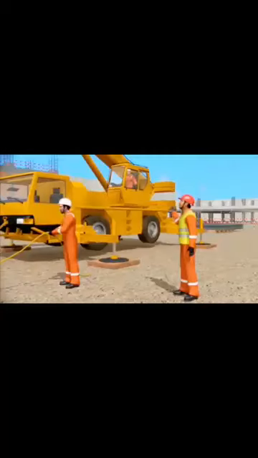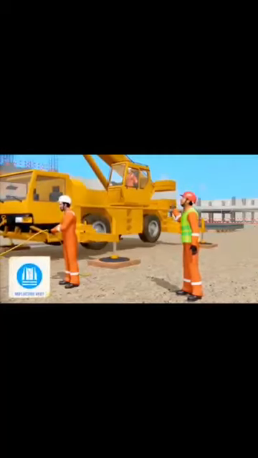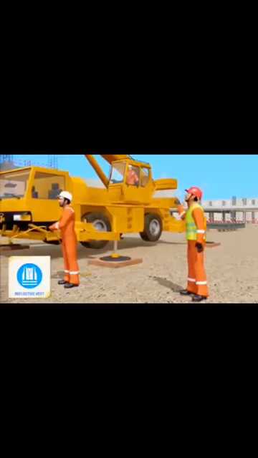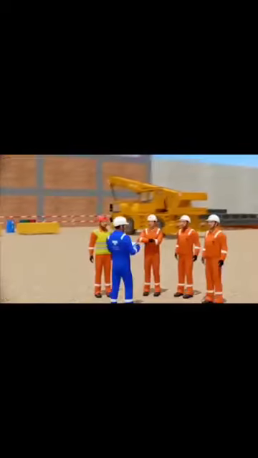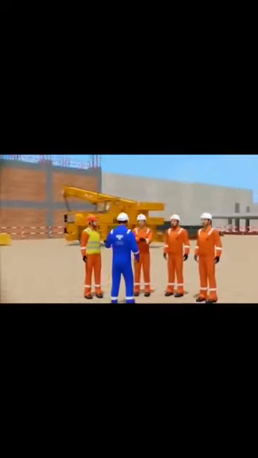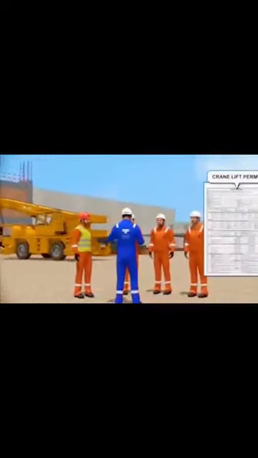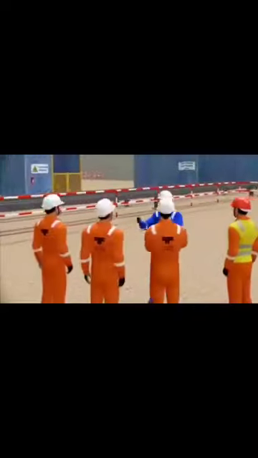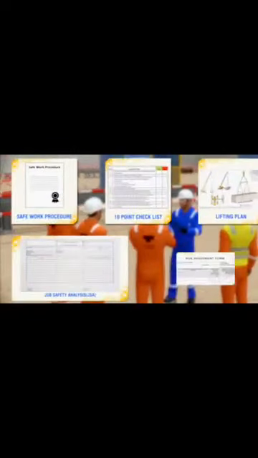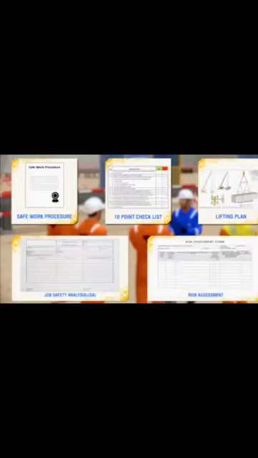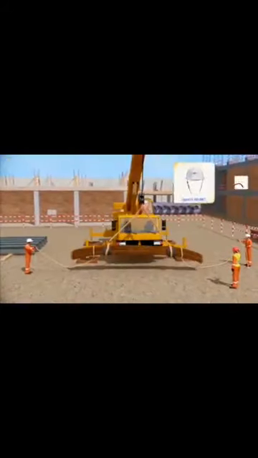The personnel responsible for giving signals, banksmen, should wear a reflective vest for allowing their identification. Before starting the work, a permit has to be issued in accordance with the safety norms of the company. Also, ensure that safe working procedure contains the 10-point checklist, lifting plan, job safety analysis, risk assessment, and personal protective equipment.